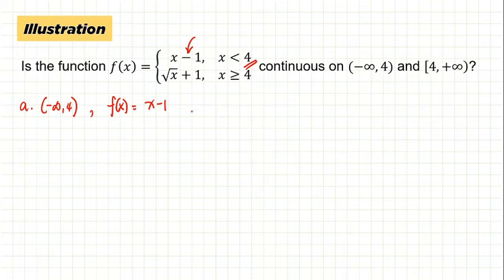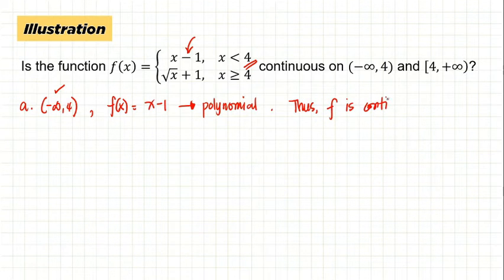And take note, this function is polynomial, right? X minus 1 is a polynomial function. Thus, according to our theorem, all polynomial functions are continuous everywhere. So it will follow that this function is continuous on negative infinity to 4. Thus, f is continuous on negative infinity to 4. So it is important to mention the interval.